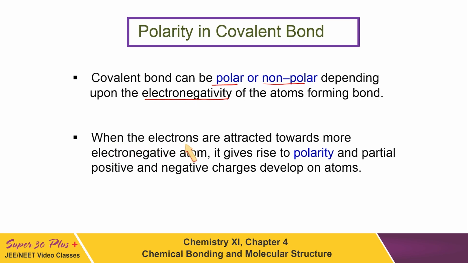So when the electrons are attracted towards the more electronegative atom, it gives rise to polarity, and partial positive and partial negative charges develop on the atoms. Say for example in HCl, the electron pair is partially shifted towards chlorine, so there is a development of partial negative and partial positive charges, because of which this bond becomes polar.